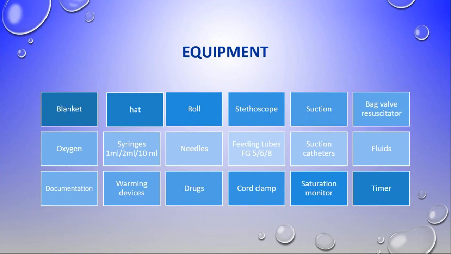We need a blanket, a hat, a roll, and I'll show you that just now. Stethoscopes, suction, make sure it's working. A bag valve resuscitator, oxygen, make sure it's working. Syringes, needles, feeding tubes, suction catheters, fluids, documentation, very, very important. Warming devices, drugs, cord clamp, saturation monitor and a timer. All of these are important. This list you can take, copy, utilize as you wish.